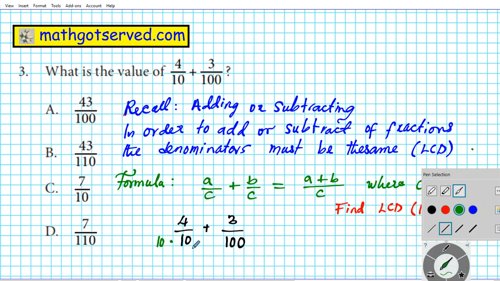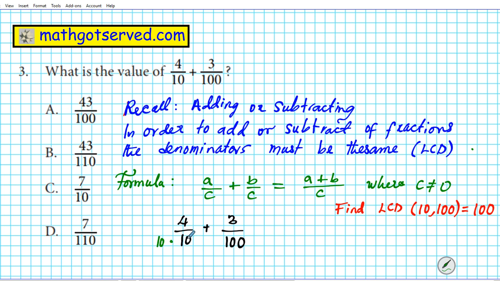Now is it sufficient to just multiply the denominator of 4 over 10 by 10 and compute the sum? The answer is no. Anytime you multiply the denominator by a value, you have to multiply the numerator by the exact same value, which is equivalent to multiplying this fraction by 1. Okay? So what we're doing is converting 4 over 10 into an equivalent fraction with a denominator of 100, the LCD of these two denominators.